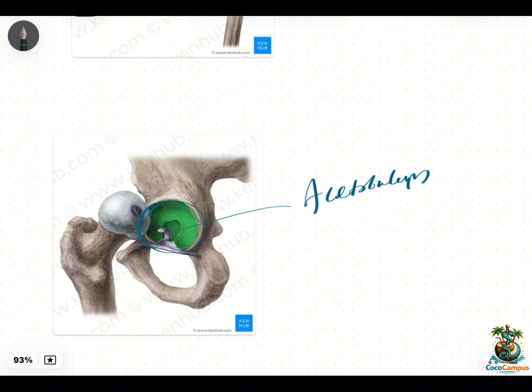Then we have the lunate surface of the acetabulum. The smooth, crescent-shaped articular surface. It's covered in hyaline cartilage and is the only part that actually touches the femoral head. Mnemonic: luna equals lunate. It's the moon-shaped surface that takes the weight.